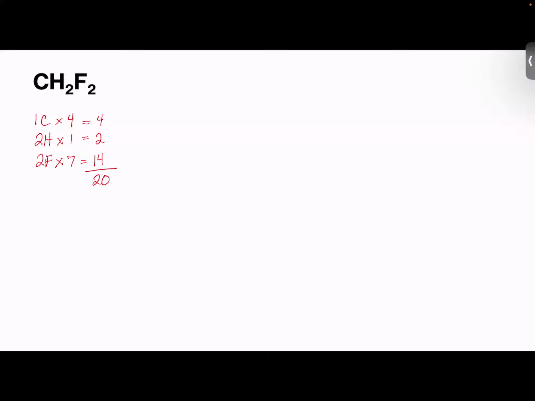So let's look at another example. Let's look at CH2F2. We have 1 carbon, we have 2 hydrogens, we have 2 fluorines. Carbon is in group 14, the last digit is a 4, so it has 4 valence electrons. Hydrogen is in group 1, the last digit of 1, so it has 1 valence electron. Fluorine is in group 17, the last digit is 7, so it has 7 valence electrons. The carbon contributes 4, the hydrogens 2, and the fluorines total of 14. So we have 14, 18, 19, 20 valence electrons to distribute throughout this molecule.